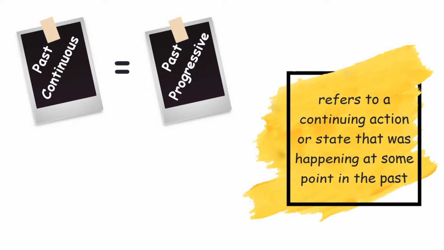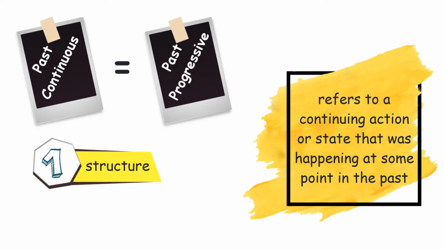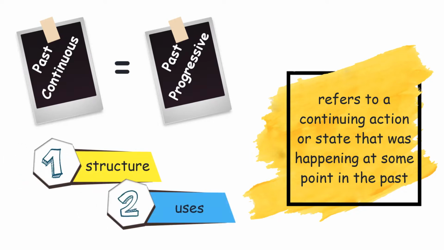The past continuous tense, also known as the past progressive tense, refers to a continuing action or state that was happening at some time in the past. The same as other tenses, first we learn how to make a past continuous sentence, then we talk completely about when to use this tense in everyday English.